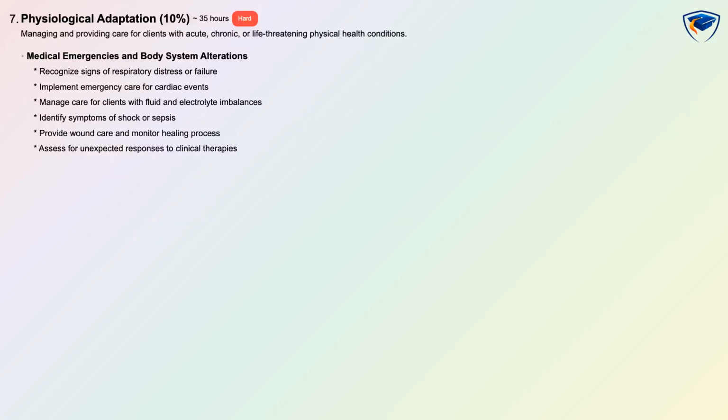Physiological adaptation is 10%, hard, with an estimated 35 hours of study and scenario-based questions. This domain trains you to manage acute and chronic conditions by recognizing respiratory distress, providing emergency cardiac care, managing fluid and electrolyte imbalances, identifying shock or sepsis, delivering wound care and monitoring healing, and assessing for unexpected responses to therapies. Strong pattern recognition and timely interventions are emphasized.